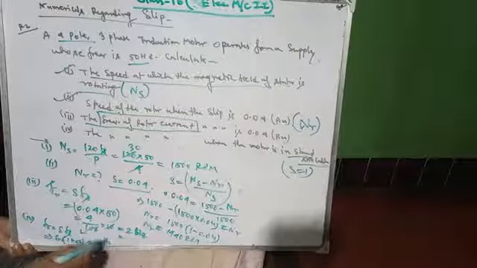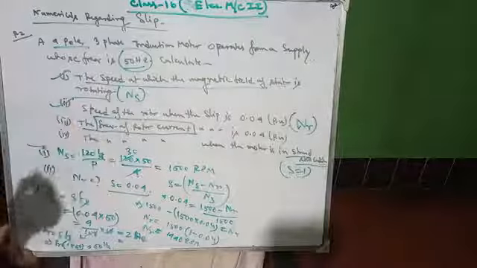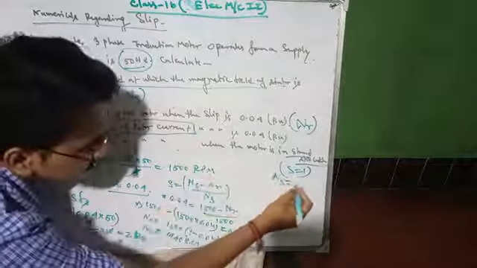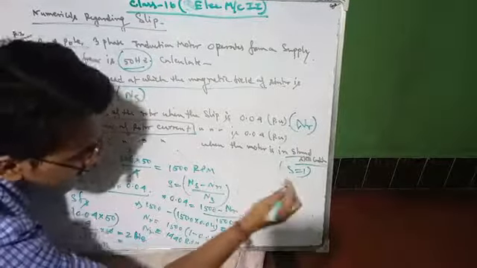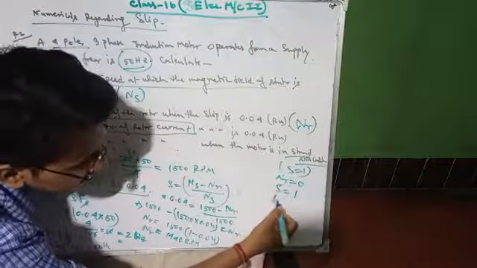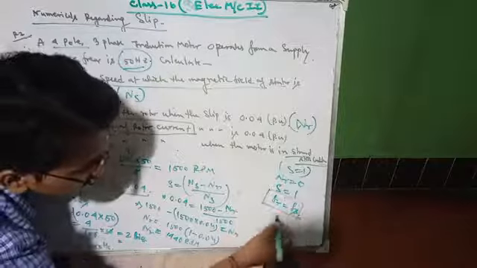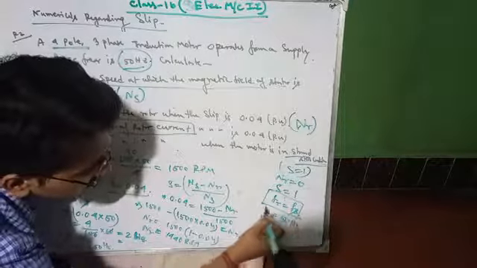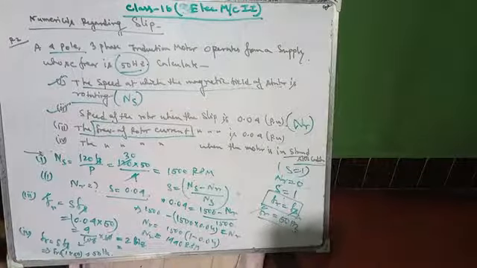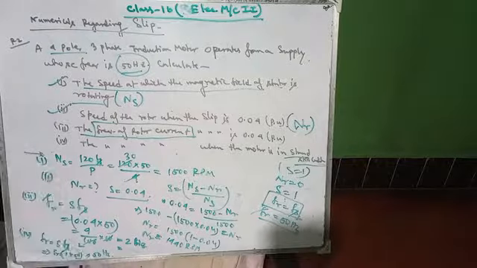See, for standstill condition, whatever the frequency of the stator part, it will be exactly equal to the rotor part. For standstill condition, Nr equals 0. That means S equals 1. That means Fr equals Fs, right? So from this concept you can say 50 Hertz will be the rotor current frequency. Okay, so this is all about your second problem. Let's go to the third one.